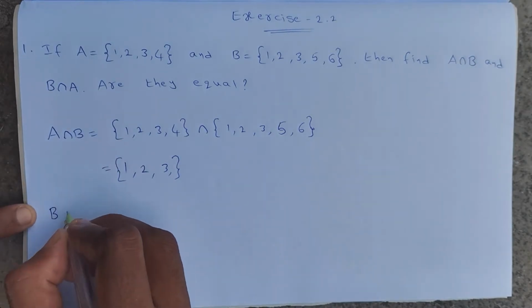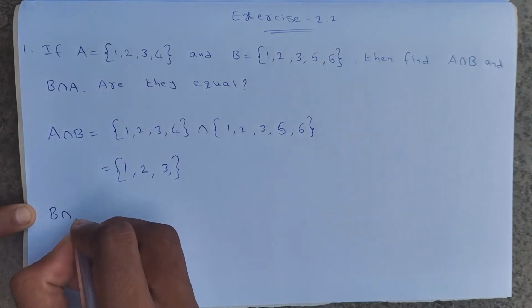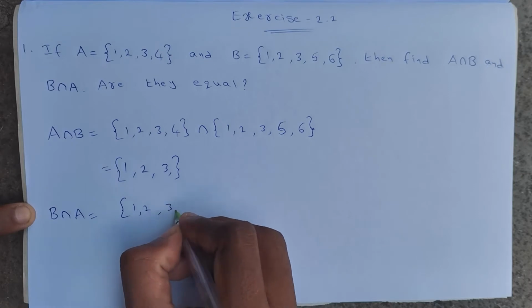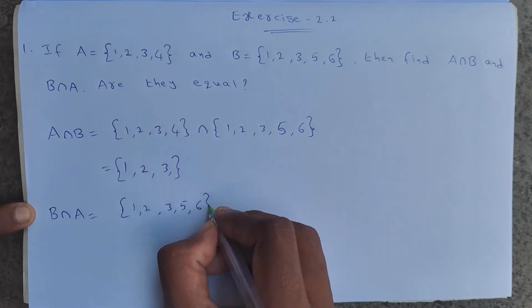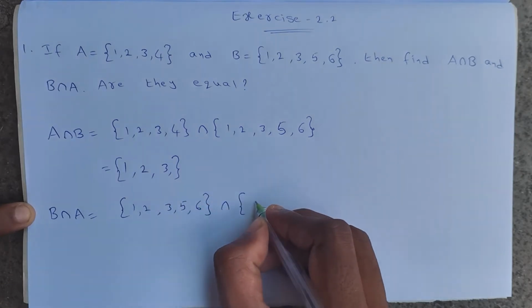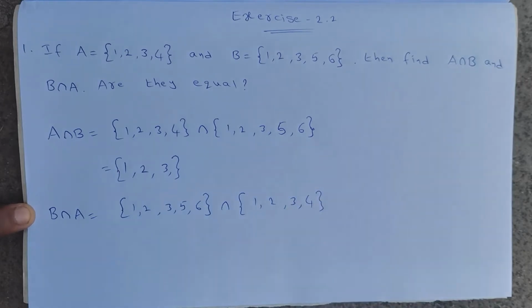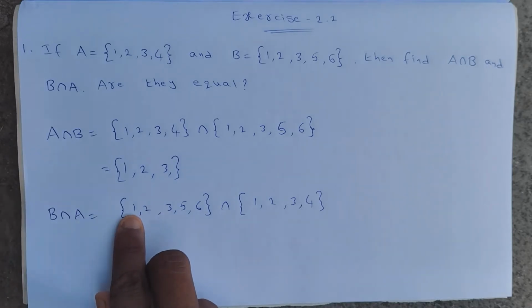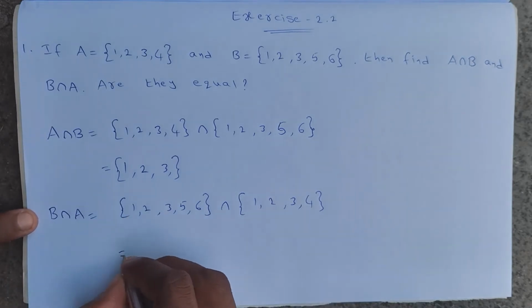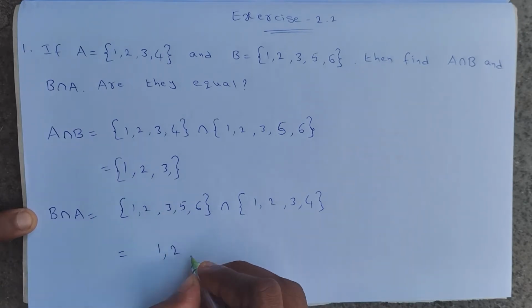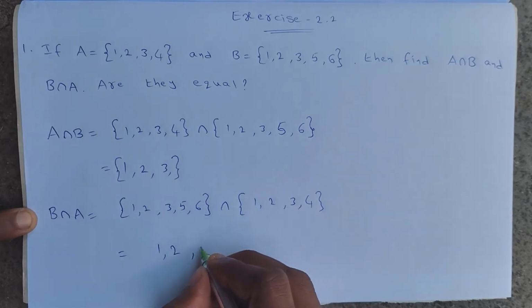Next, I am writing B intersection A. Set B is {1, 2, 3, 5, 6} intersection set A is {1, 2, 3, 4}. So if we observe the common elements from these two sets, here element 1 is there, here also element 1 is there, so element 1 is confirmed. Element 2, element 2, so element 2, element 3, element 3, element 3.